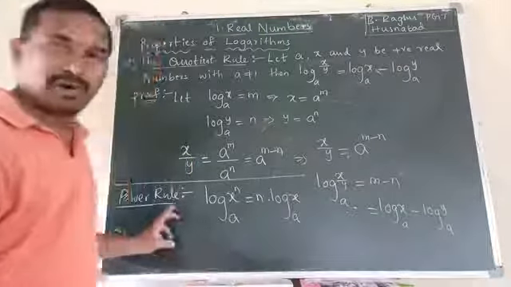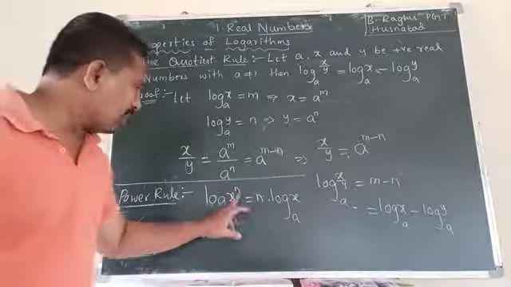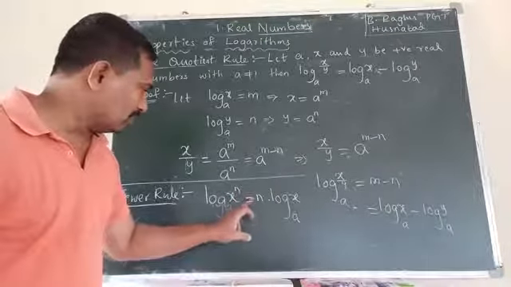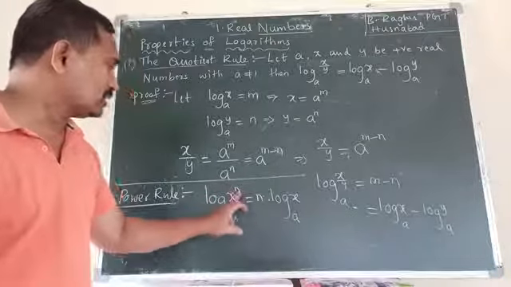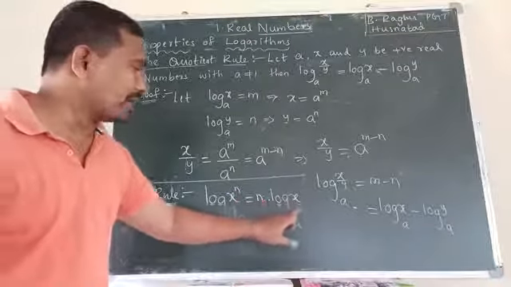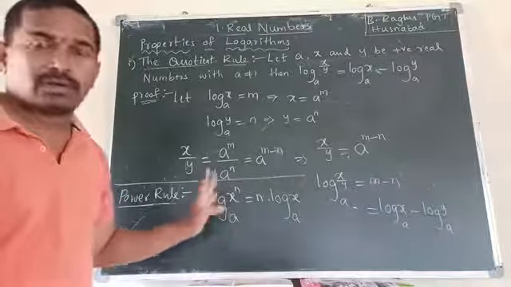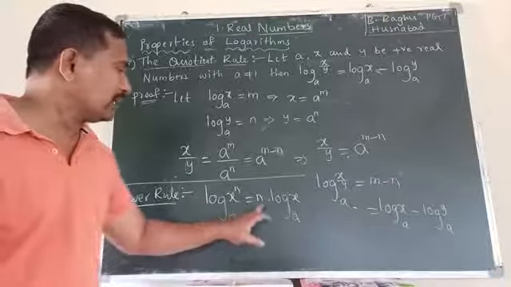So this is the power rule. Power rule means log x power n base a is equal to n into log x base a. The power becomes a multiple, a product: n into log x base a. This is the power rule. You have to remember these 3 properties. Log x power n base a equals n into log x base a.